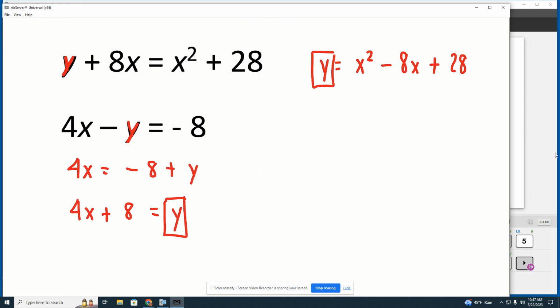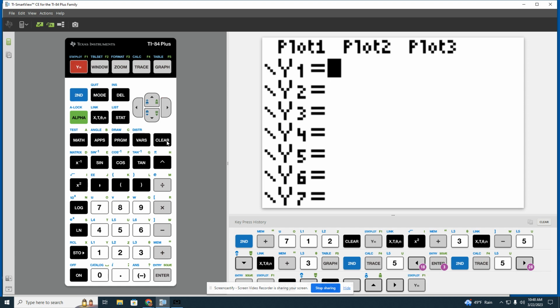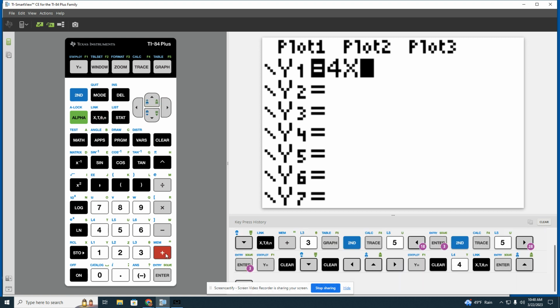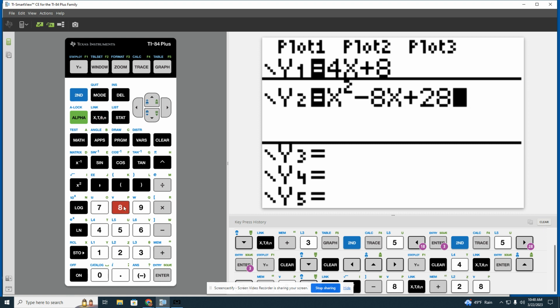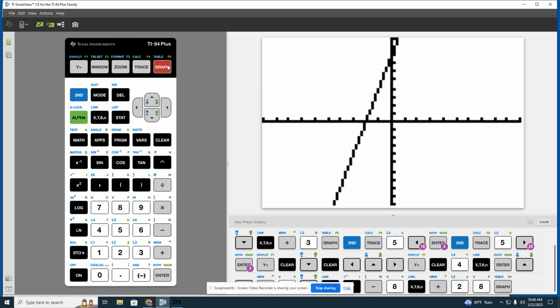So what am I going to go do with them? I'm going to go graph them. So 4x plus 8. Doesn't matter which one I put first at all, but I got to type it in right. Plus 8. And then also x squared minus 8x plus 28. Graph. All right, what's wrong with this one?